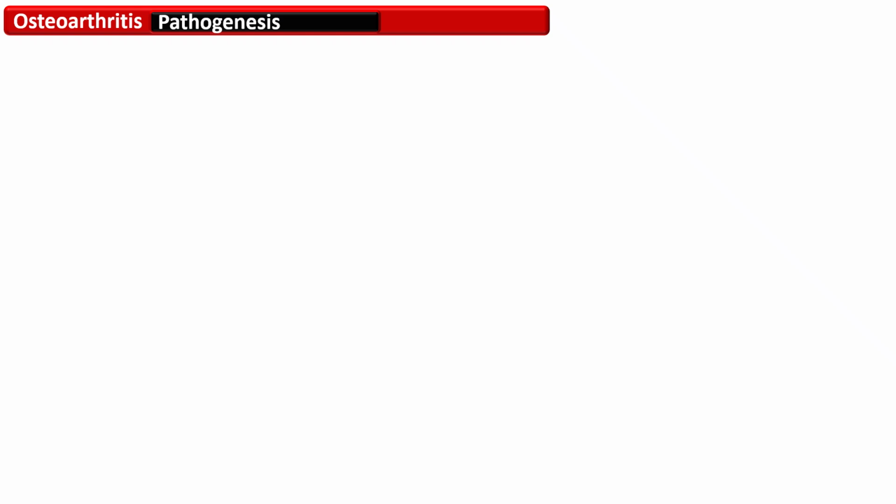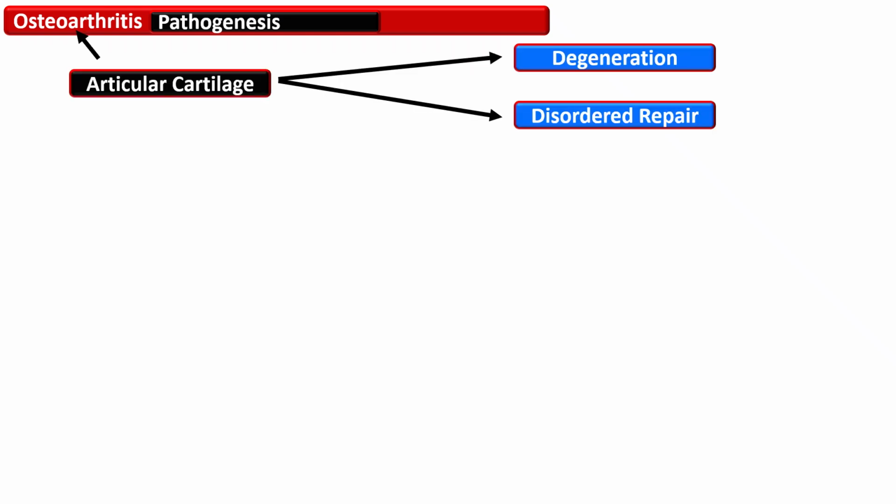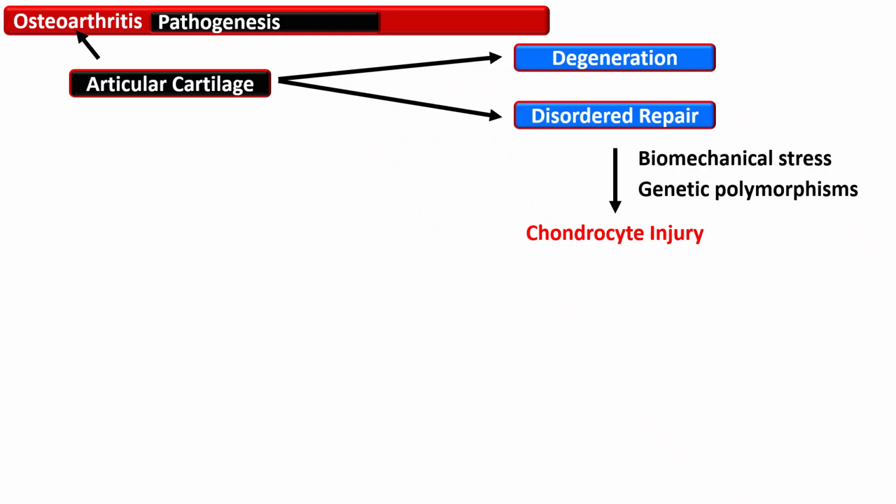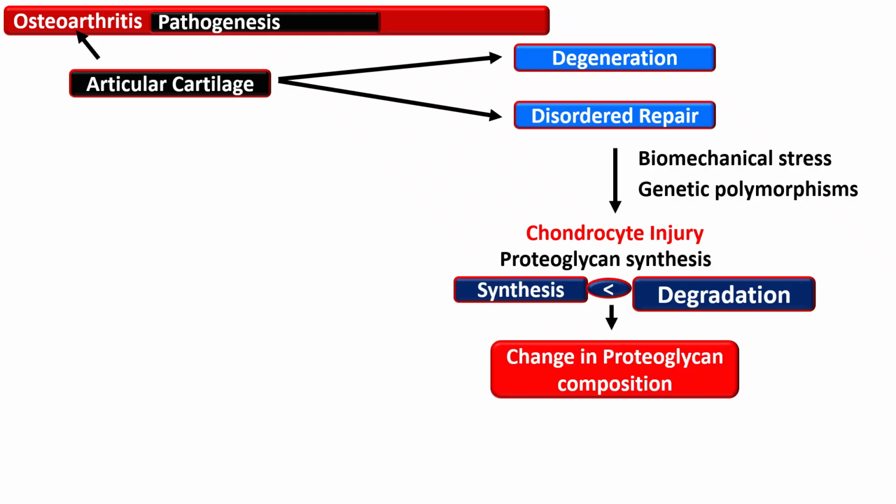The morphological lesion of the articular cartilage results from degeneration or disordered repair of the articular cartilage, which is due to chondrocyte injury. This chondrocyte injury is caused by biochemical stress or genetic pleomorphism, which leads to an abnormal signaling transduction mechanism.